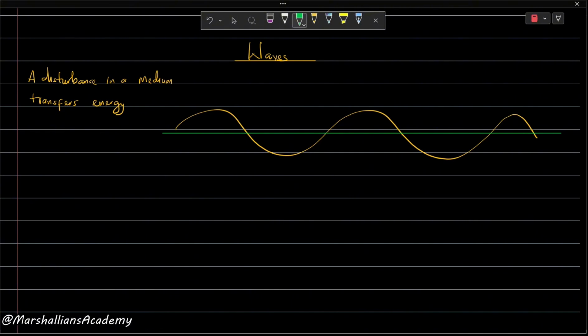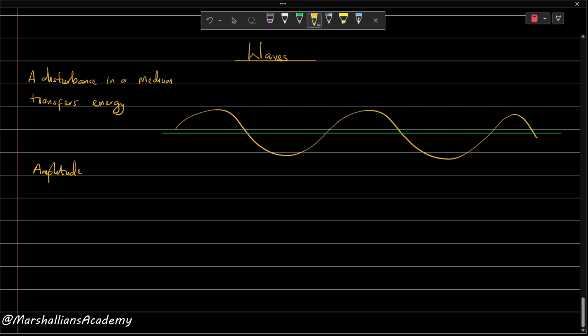The first thing we have to talk about is the amplitude. And what is the amplitude of the wave? The amplitude of the wave is basically the maximum displacement of the particles of a wave from the equilibrium position. It means what is the maximum height or depth away from the equilibrium point of this wave.